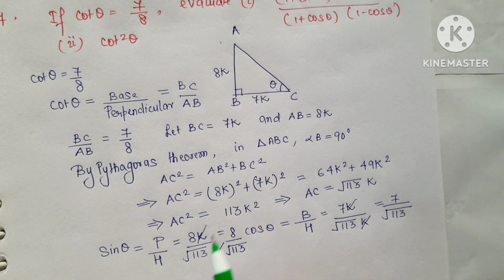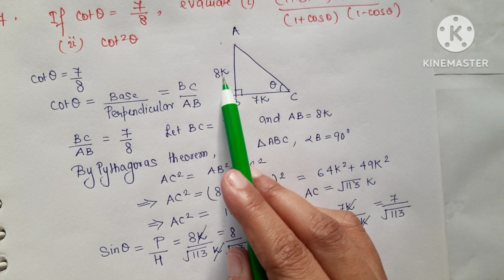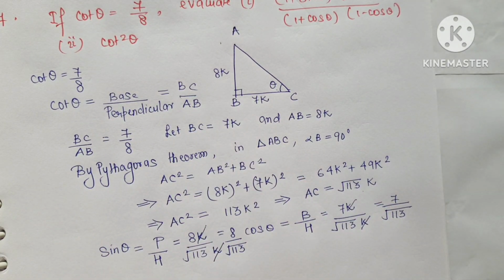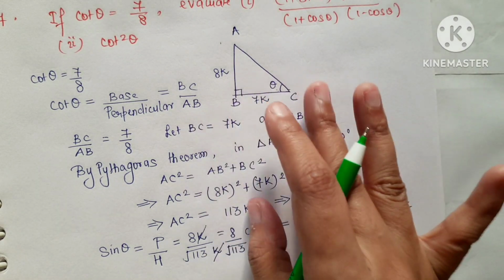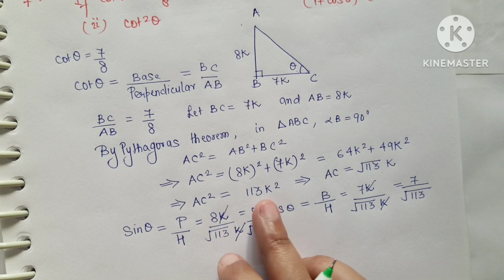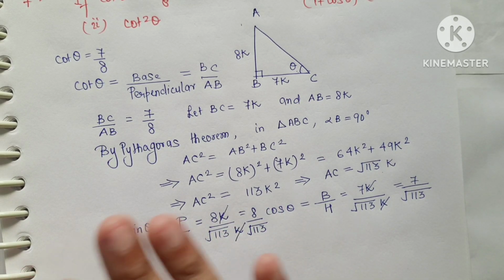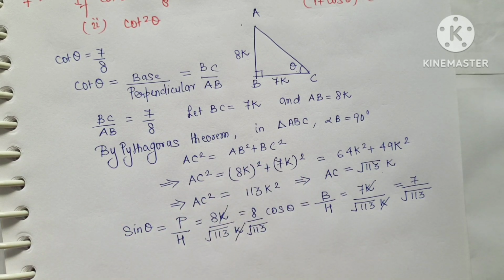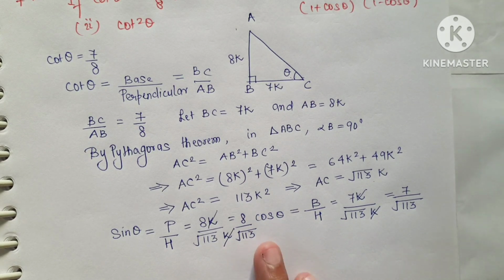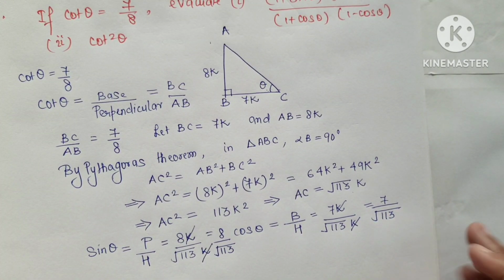You need not bother about this positive integer K, because ultimately it will get cancelled out, and whatever you are going to get, you are going to get in the form of a ratio, and K will not be present. So here I have got sine theta as 8 upon square root of 113 and cos theta as 7 upon square root of 113.